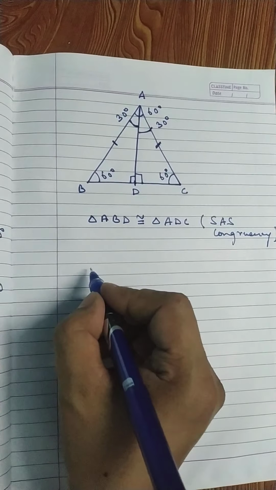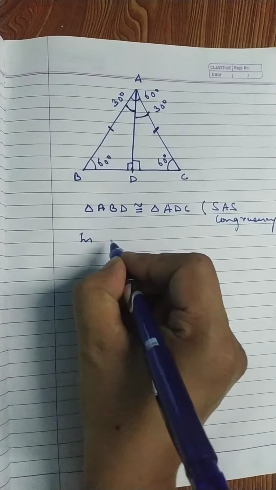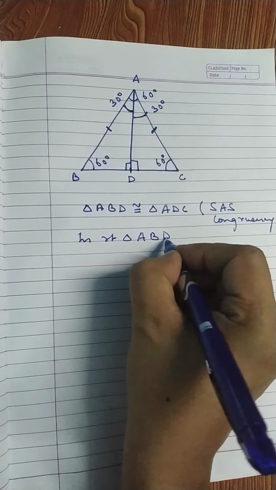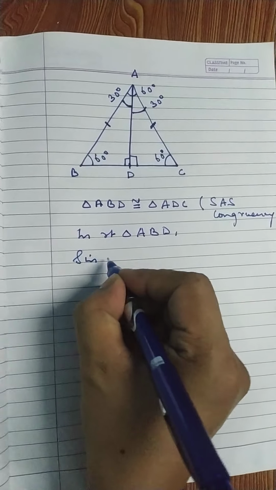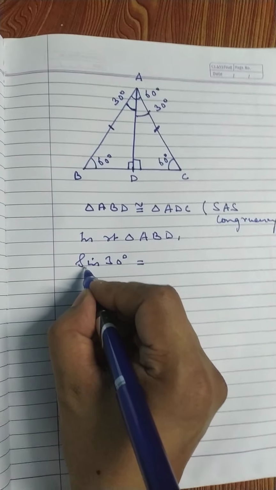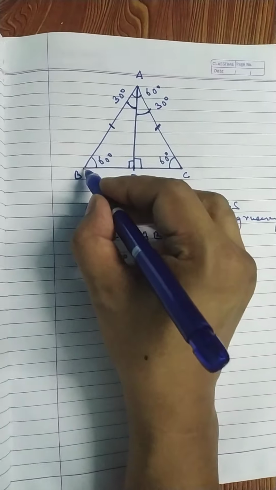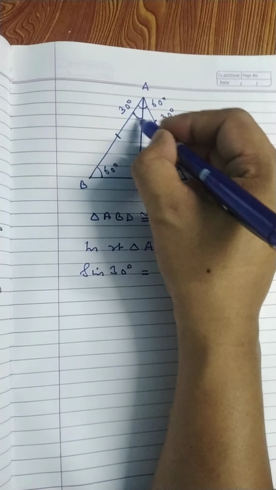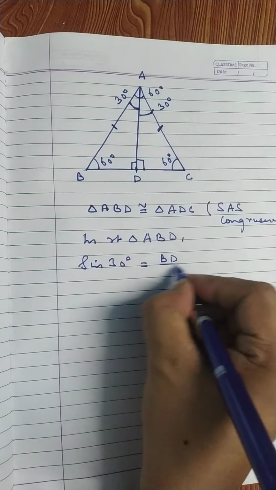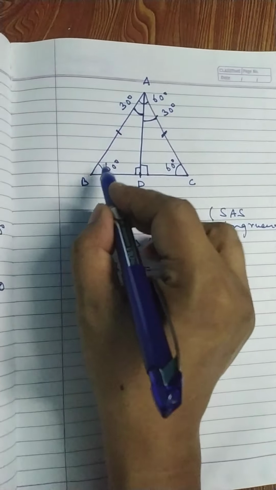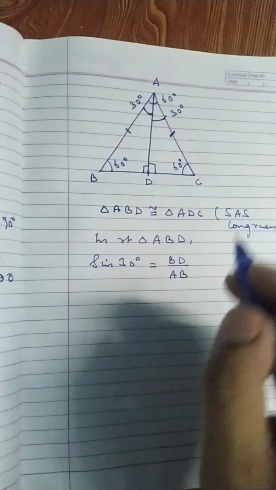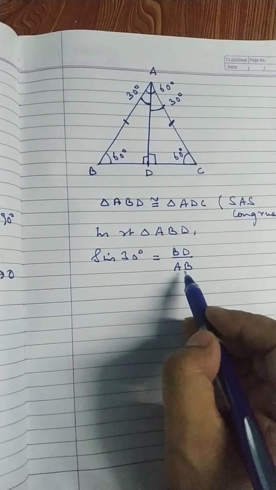Now in the right triangle ABD, we know that sine 30 is perpendicular by hypotenuse. For the acute angle 30 degree, the perpendicular is BD and the hypotenuse is AB. So sine 30 is BD by AB.